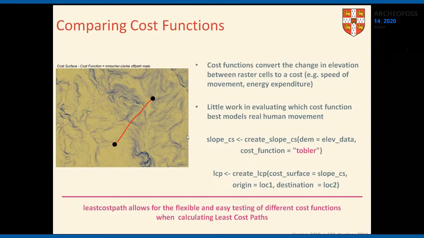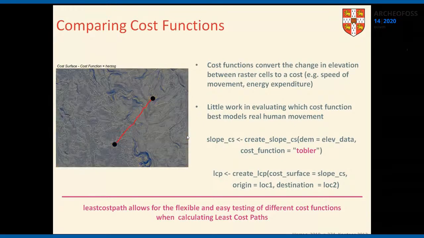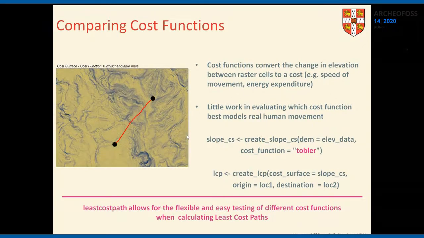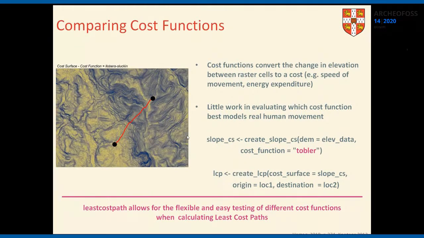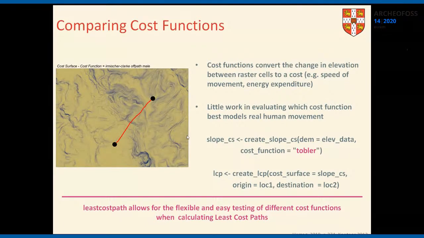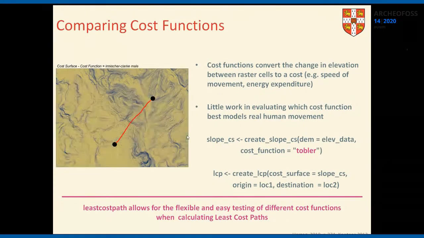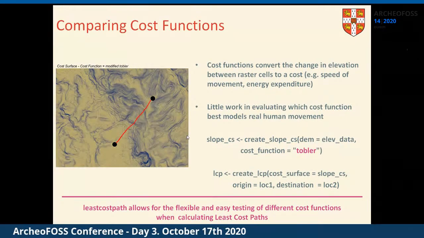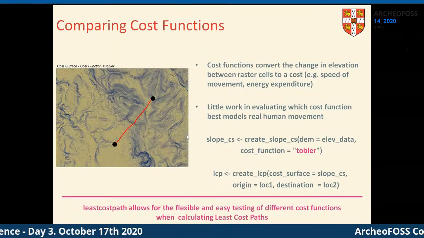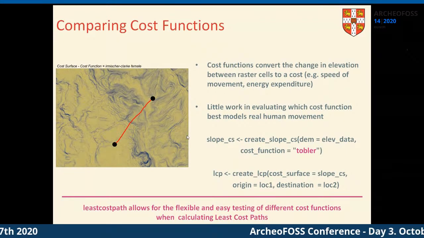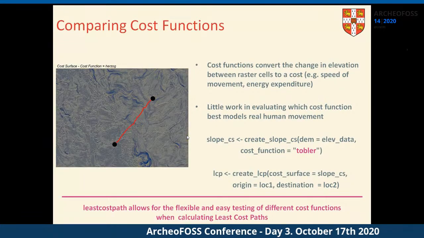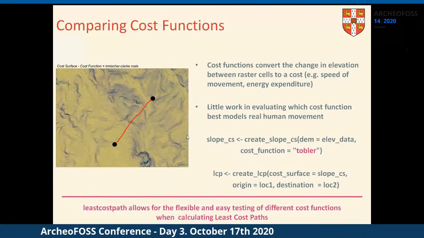Similarly with the cost functions. So cost functions convert the change in elevation to other metrics such as the speed of movement. So this is the kind of traditional Probabilistic hiking function, but then there's also energy expenditure. So it's about understanding how much cost is to either move across a slope or how much energy you use. But there's really been little work in testing various cost functions, which one is more appropriate to your study area and your research question, and about understanding which one best models real human movement.